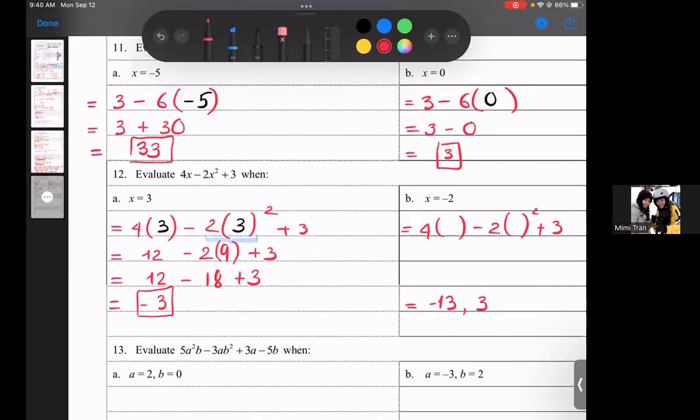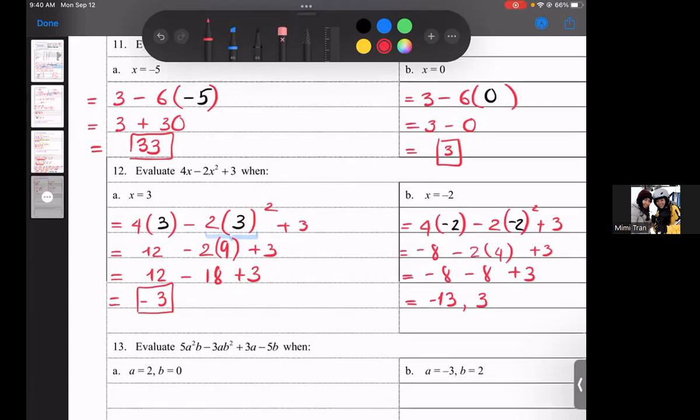All right, let's see. Okay, so replace x with negative 2 here. 4 times negative 2 is negative 8. Negative 2 in parentheses squared is positive 4. So negative 3 minus 8 plus 3. Negative 8 times 2 is negative 16, plus 3 is negative 13. Yeah. But thank you both.